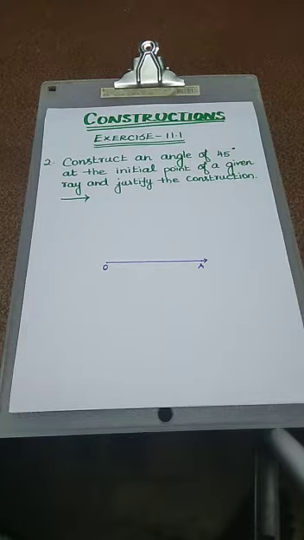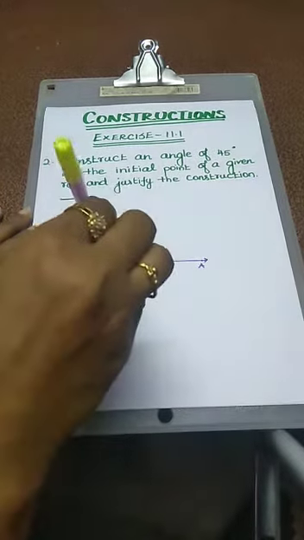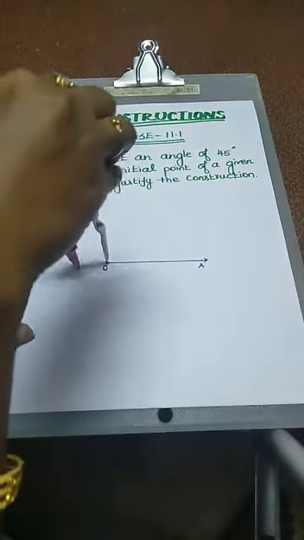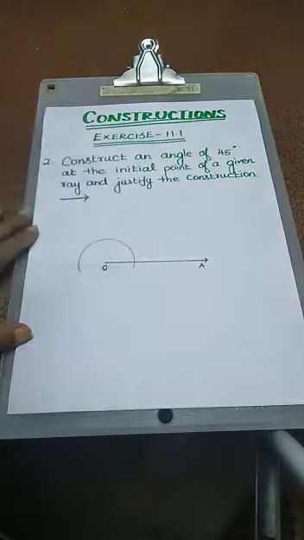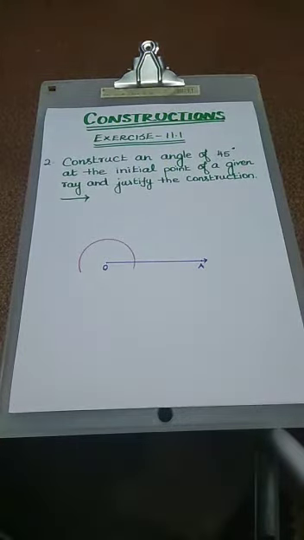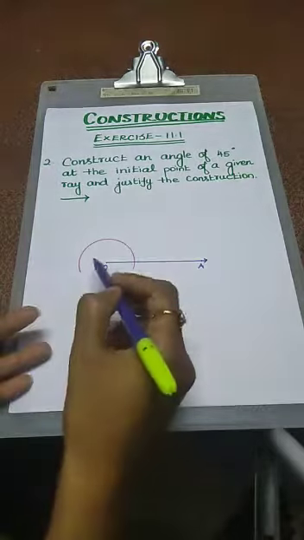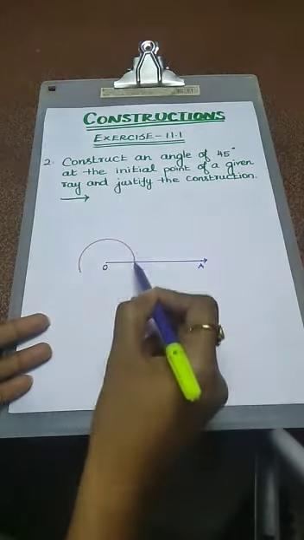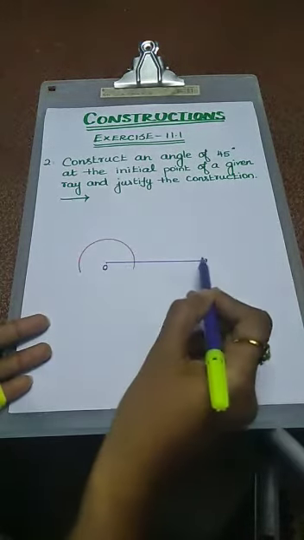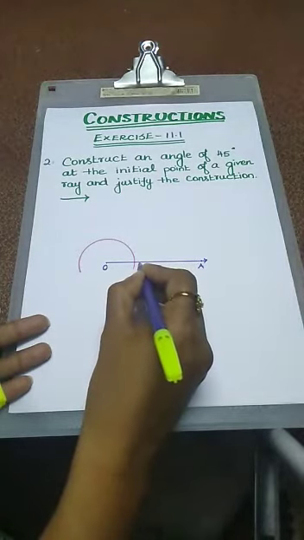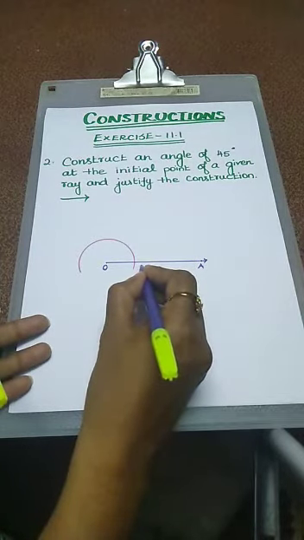For 45 degree, first we have to draw 90 degree. Take a compass and choose the minimum measurement. With O as center, draw a semicircle. We know 45 degree is half of 90 degree, so first we make a 90 degree value. With O as center, we draw one semicircle. This semicircle passes through the ray OA. We give some name here, that is C.